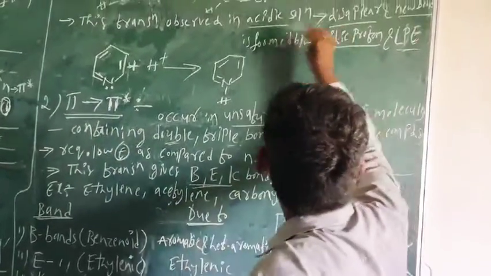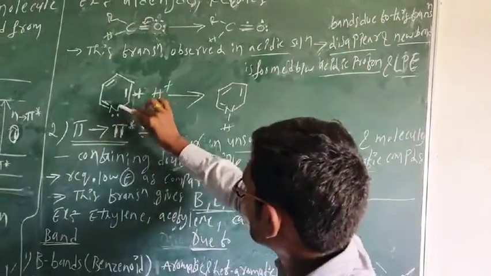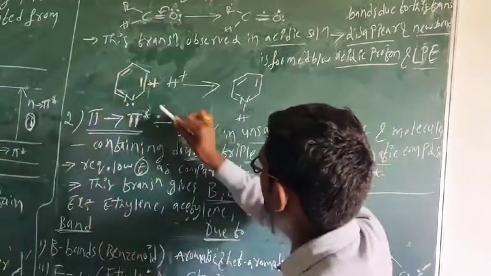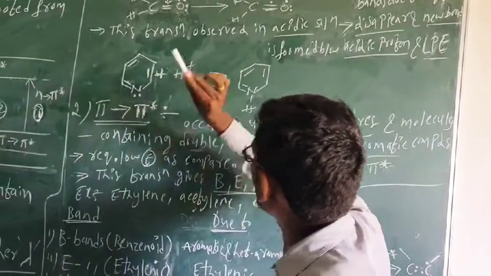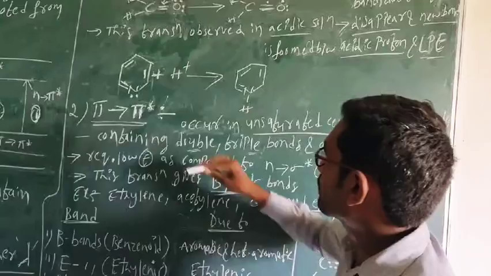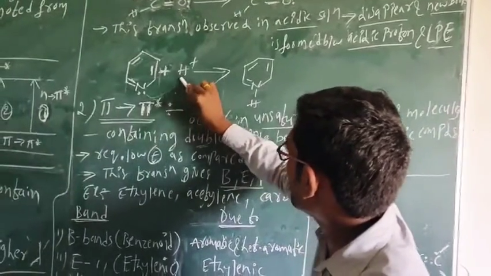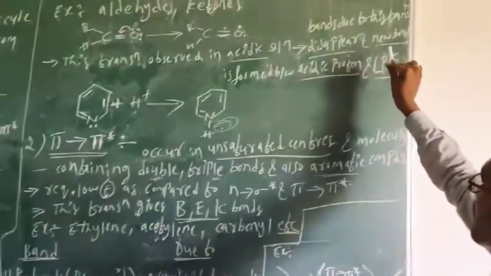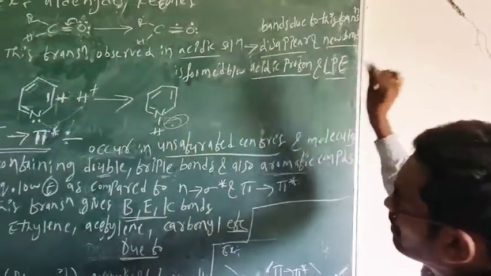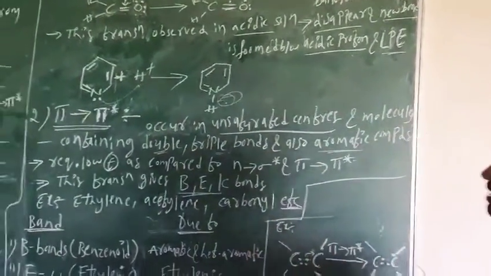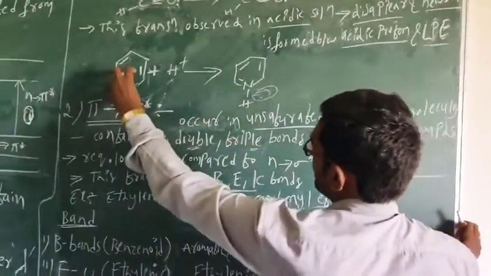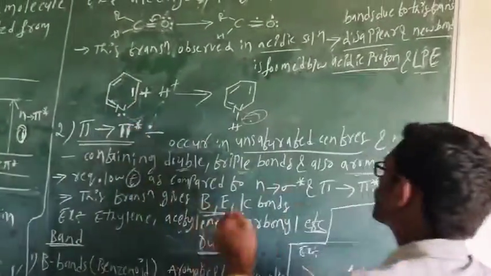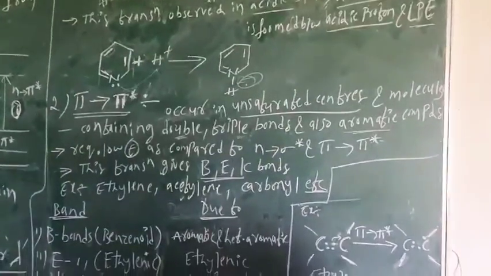Here the bands due to this transition disappear. When it is present in acidic solution, a new bond is formed between this lone pair of electrons and hydrogen. You can observe the same thing: a new bond is formed between the acidic proton and the lone pair of electrons. You can compare the compound with the heteroatom and without the heteroatom, and then observe the spectrum.